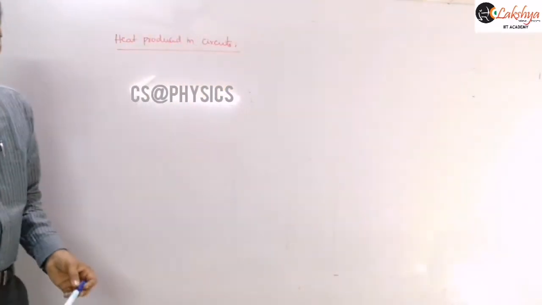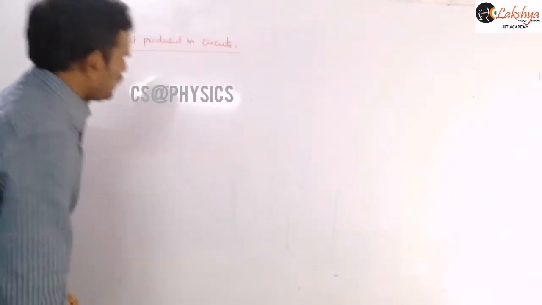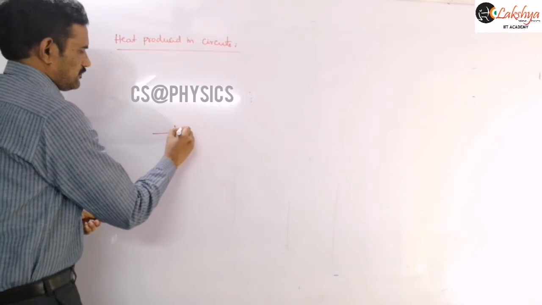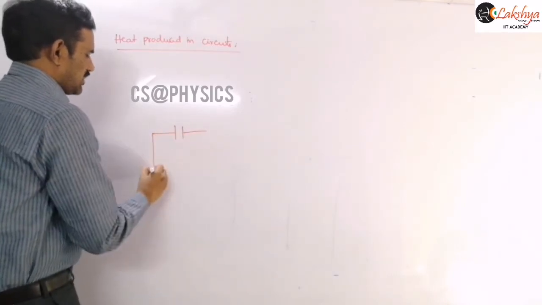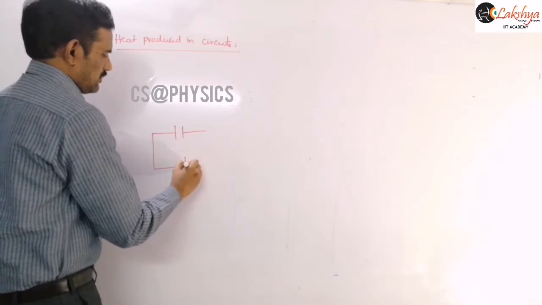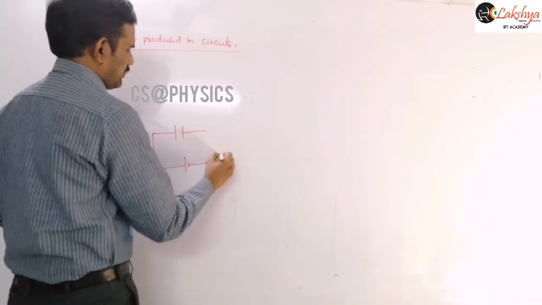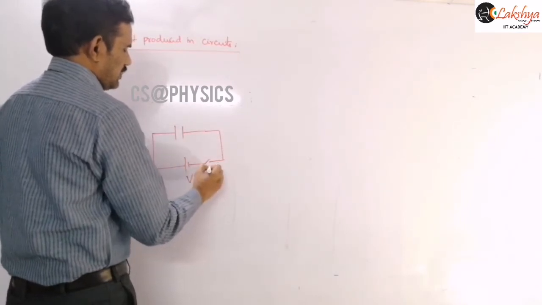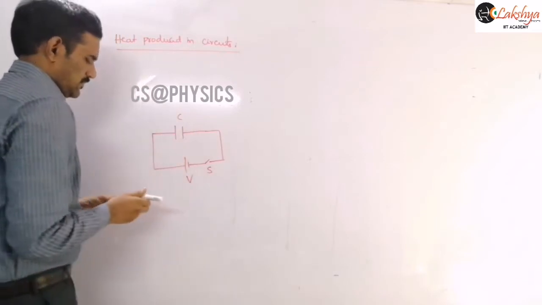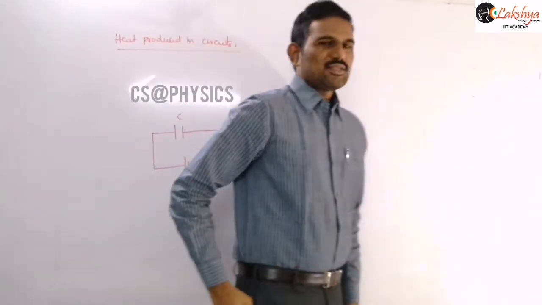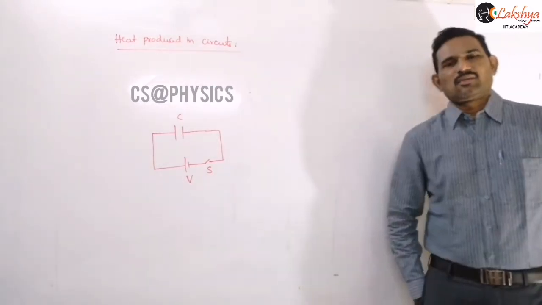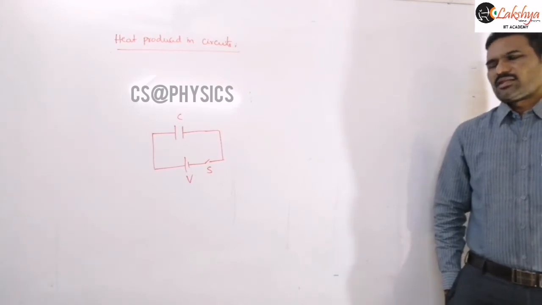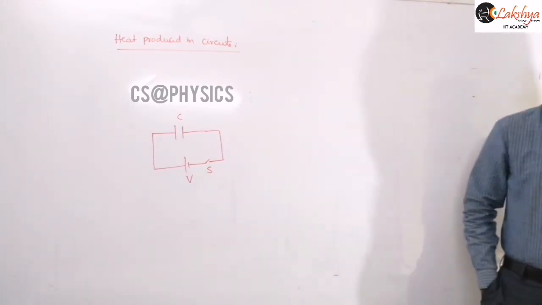An uncharged capacitor of capacitance C is connected to a cell of EMF V. Once the capacitor is charged fully, then find the heat produced in that circuit.